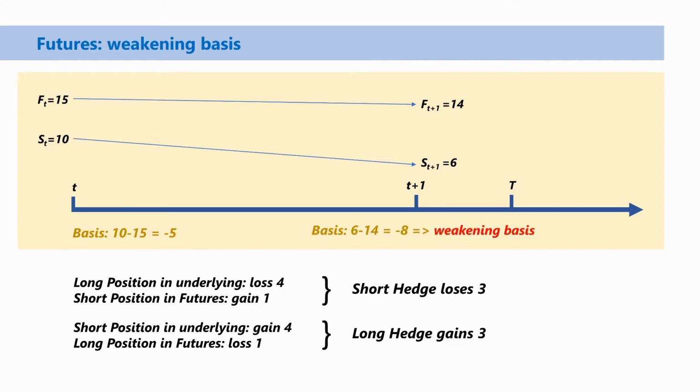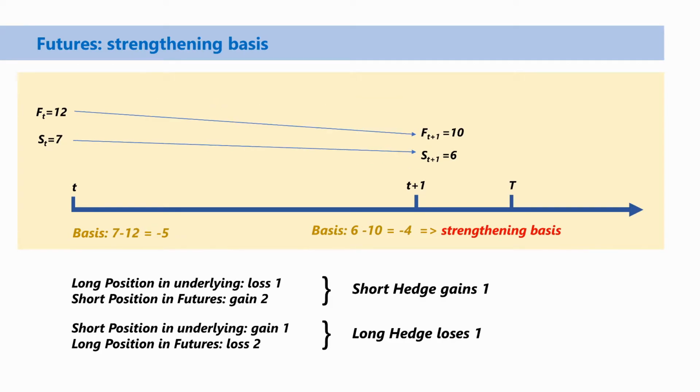Let's look at the change in the basis. The basis goes from negative 5 to negative 8. That would be going to the left on an imaginary number line. That basis is called weakening. So the last example is about a strengthening basis.